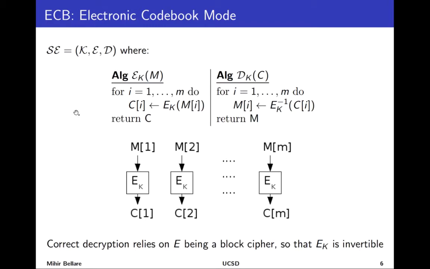Notice notationally that there are two E's. There's an E that's the block cipher here and a script E that's the encryption algorithm. These are not the same objects, although they coincide when the message is just one block long. But it's good to keep them apart and not somehow conflate them in general.